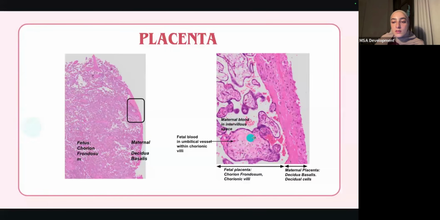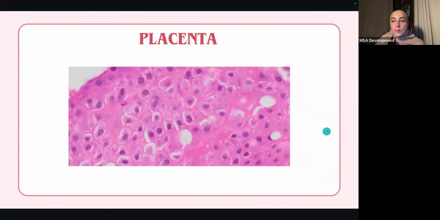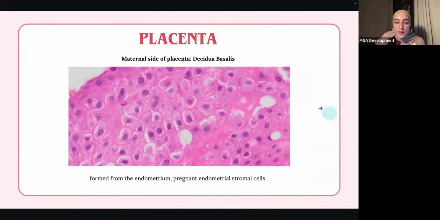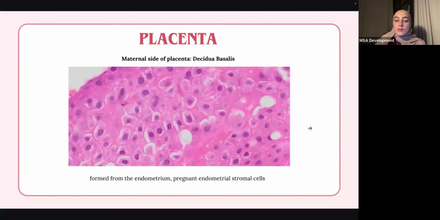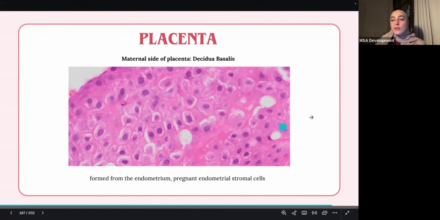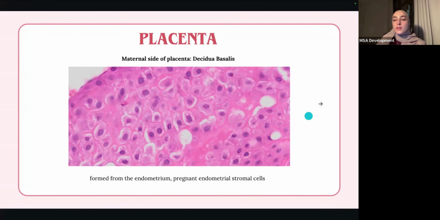What do you think this is? It's more pink, a lot of cells. They look a bit enlarged. This is the decidua basalis. This is the maternal side of the placenta, and it's formed from the endometrium. When the mother gets pregnant, the endometrium forms the placenta. So it's pregnant endometrial stromal cells that form the decidua basalis, which is the maternal side of the placenta.